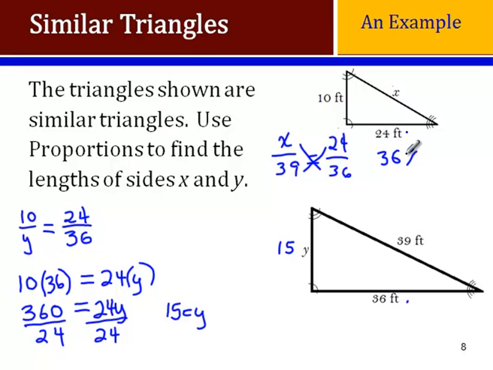If you cross multiply, you'll get 36x equals 936. That's what you get when you multiply 39 times 24. And when we divide by 36, we'll get that x is a value of 26.